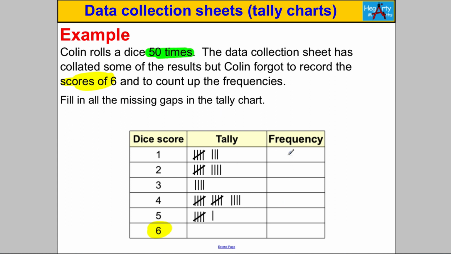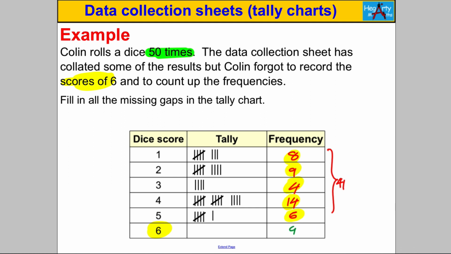Well, let's count the scores 1 to 5 he didn't forget anything about, so let's count those up. 5 and 3 is 8, 5 and 4 is 9, 4 is left over here, 5 and 5 and 4 is equal to 14, and 5 and 1 is equal to 6 here. Now if you add up these, if you add 8 and 9, that's 17, add another 4 is 21, add 14 is 35, and add the 6 is equal to 41. So that must mean that 9 are left over here.